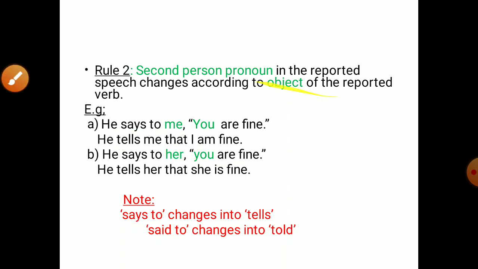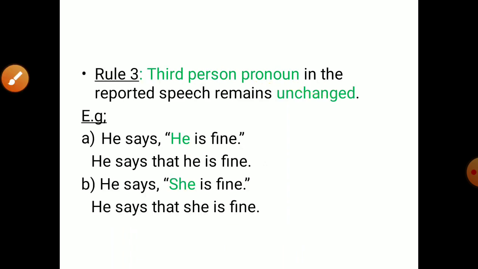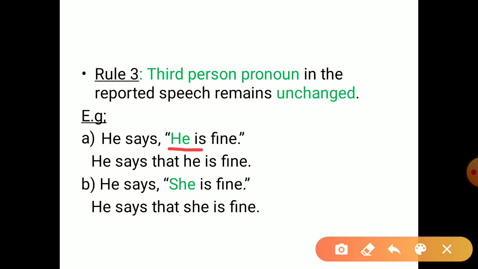Now we have third person pronoun. If in the reported speech there is a third person pronoun like he is fine, so he is a third person pronoun. How do we change it? The third rule is that a third person pronoun in the reported speech remains unchanged. So there is no change. He says he is fine, it changed. He says that he is fine, so he is fine remains he is fine. There is no change because a third person pronoun does not change.